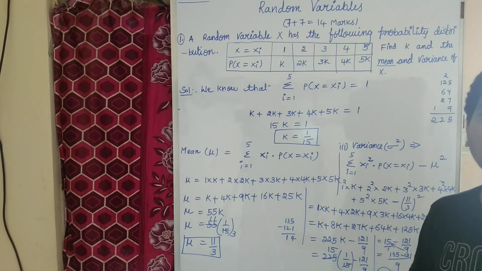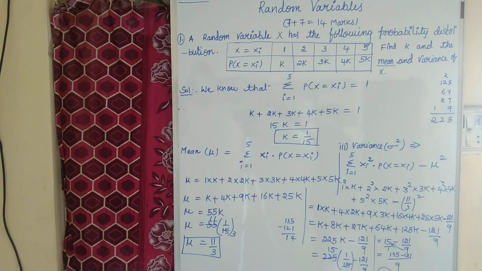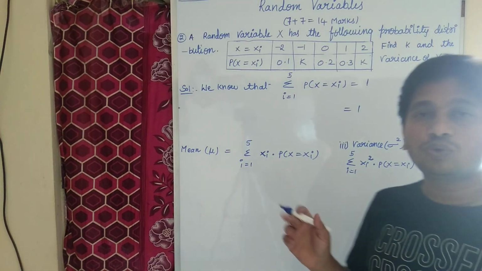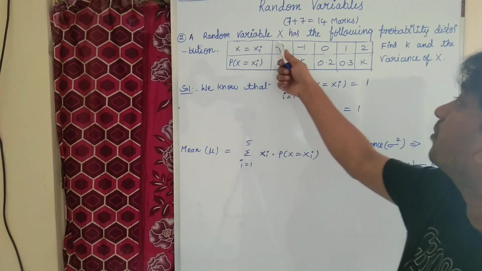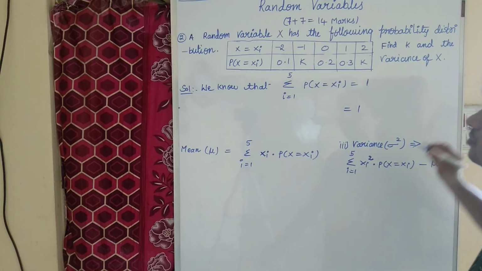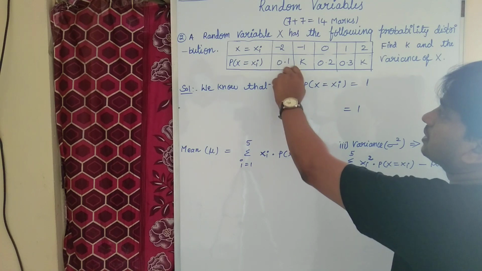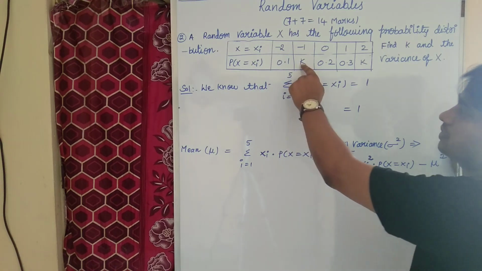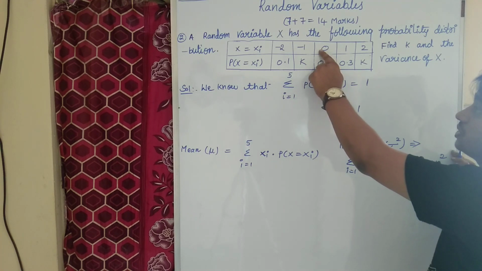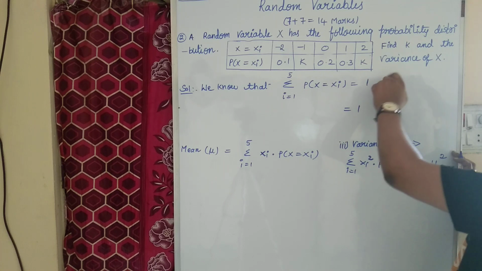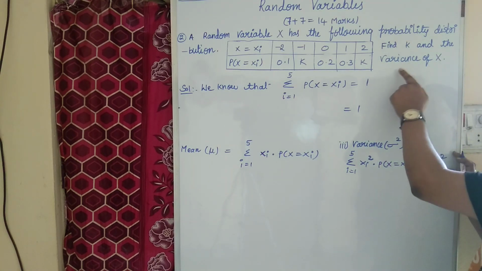Now let us go with the second question. Same method. Now coming to the second question. A random variable x has the following probability distribution: x equal to xi is minus 2 whose probability is 0.1, minus 1 whose probability is k, 0 whose probability is 0.2, 1 whose probability is 0.3, 2 whose probability is k. Find k and the variance of x.